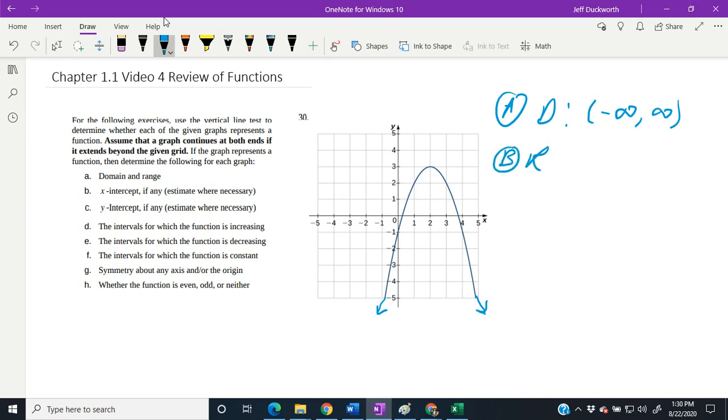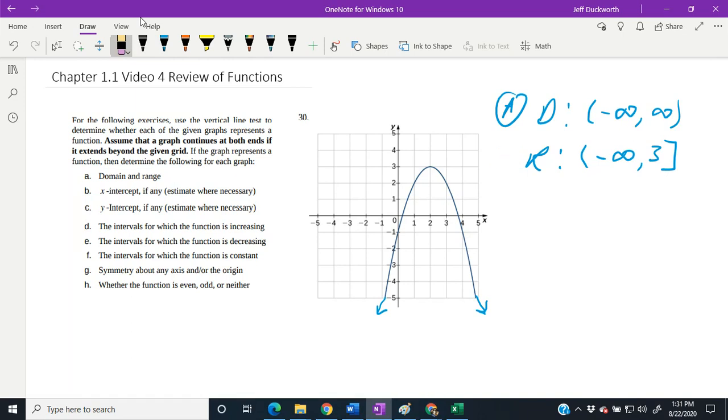Range, well, it's a parabola that's opening downward. It appears to have a maximum height of 3, so it's going to be negative infinity to 3, and we'll use the bracket indicating that it can actually reach 3. I guess these are both part of A, so let me just change that. So A is domain and range.